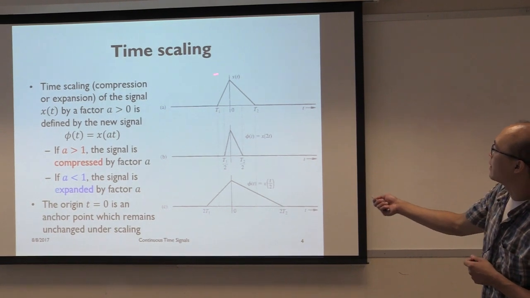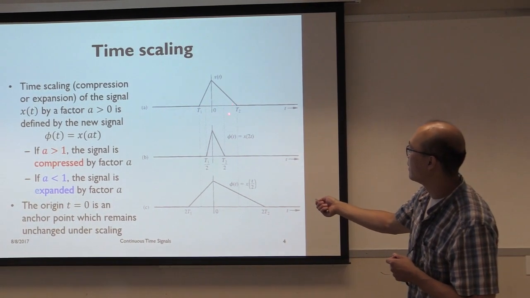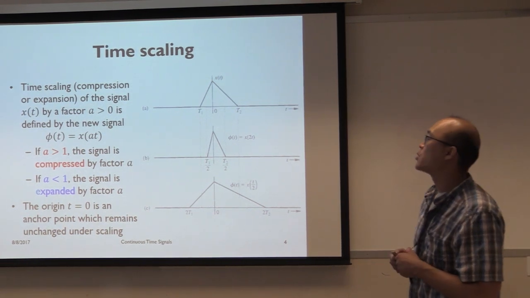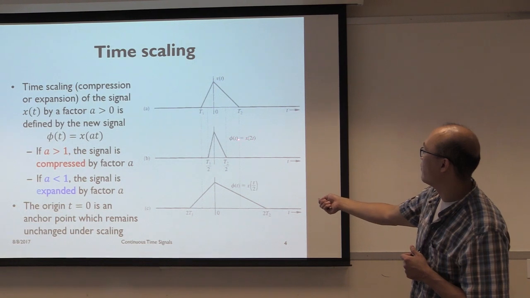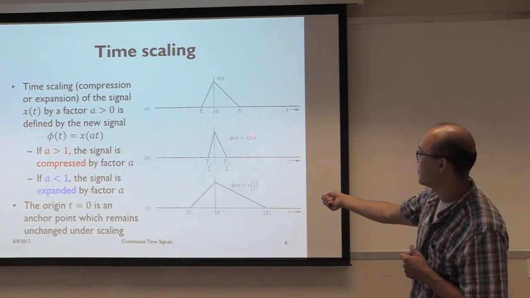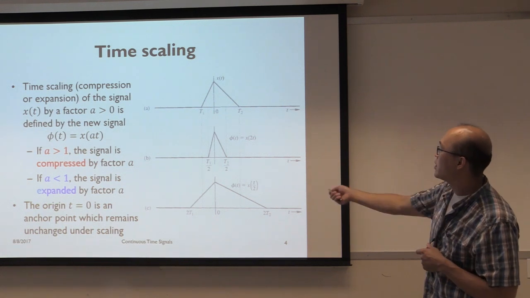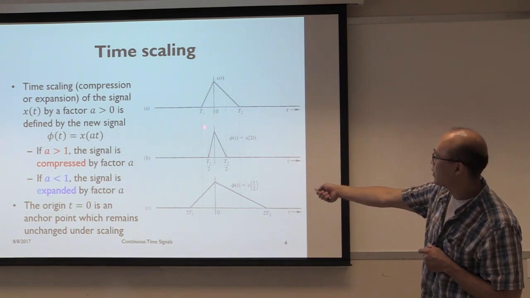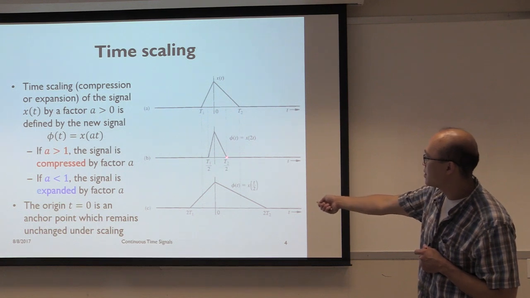So consider our signal x of t, which is shown over here, and it's defined between capital T1 and capital T2. If we now scale it by a factor of 2, then phi of t, our new signal, is x of 2 times t. A is greater than 1, so we're actually doing a compression. So our time that was t1 here is now t1 over 2, and our time that was t2 now becomes t2 over 2.